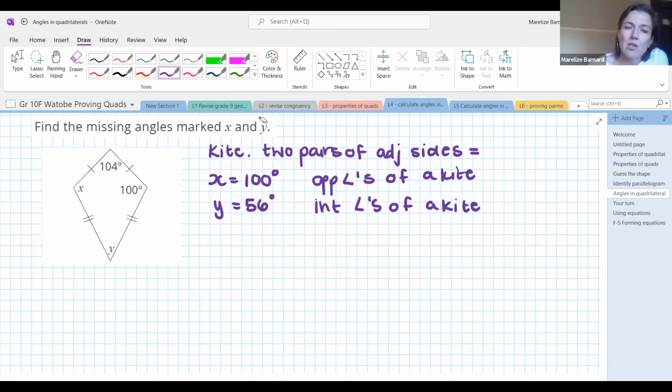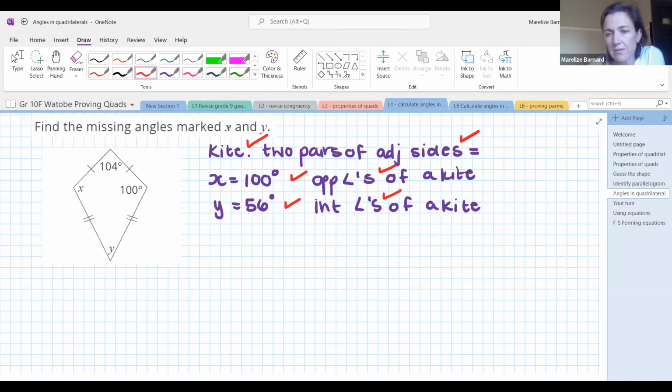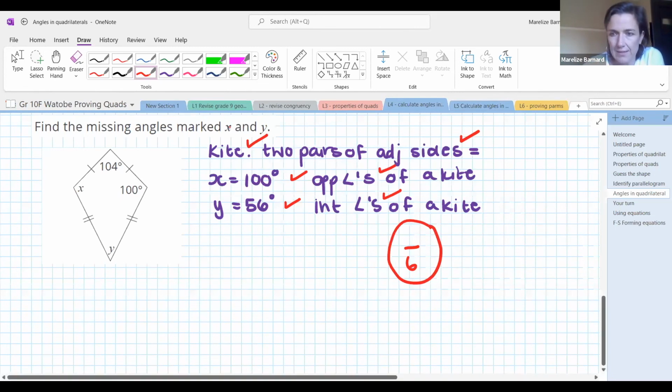Okay, so give yourself little marks here. For saying that it's a kite with the reason 2 pairs of adjacent sides equal, using exactly those words, that's one little mark. You can give yourself a mark for kite as well. And then X is 100, reason, opposite angles of a kite, Y is 56, and reason. Yes, if you said equal instead of just the symbol equal, that's fine. And then give yourself a mark out of 6 for doing that.